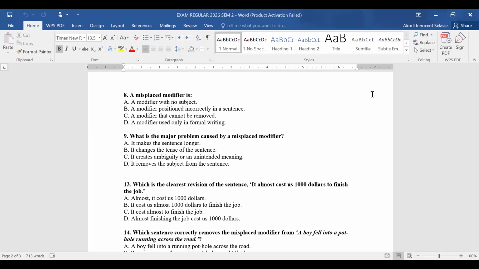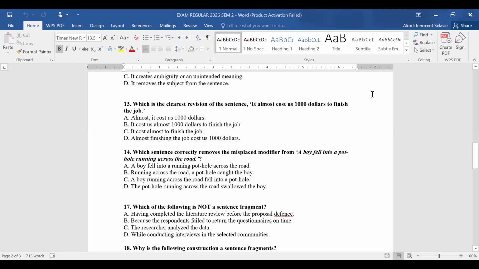9. What is the major problem caused by a misplaced modifier? A. It makes the sentence longer. B. It changes the tense of the sentence. C. It creates ambiguity or an unintended meaning. D. It removes the subject from the sentence. Okay. The answer is C. It creates ambiguity or unintended meaning.